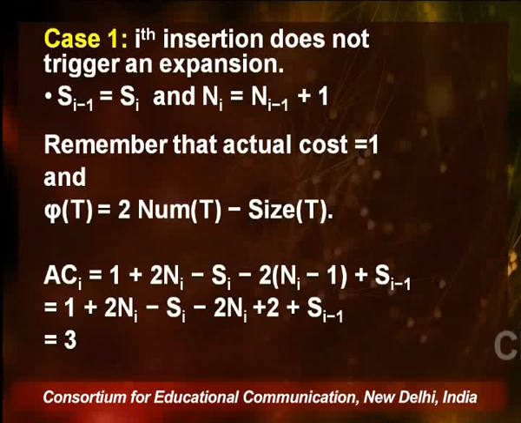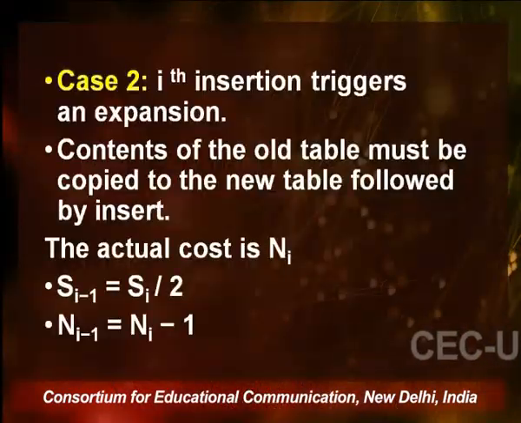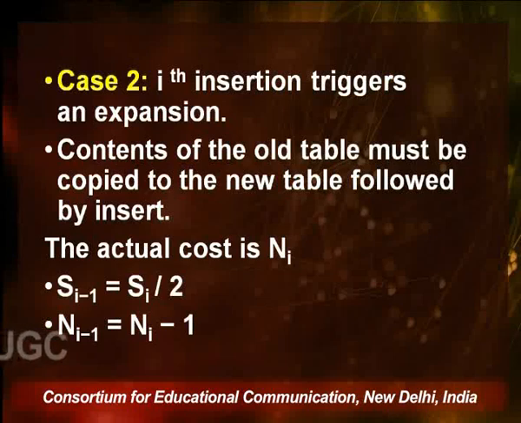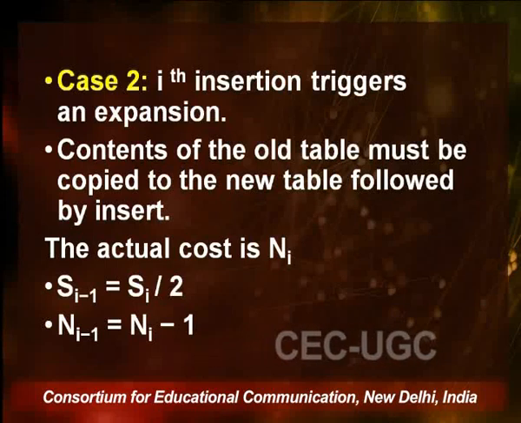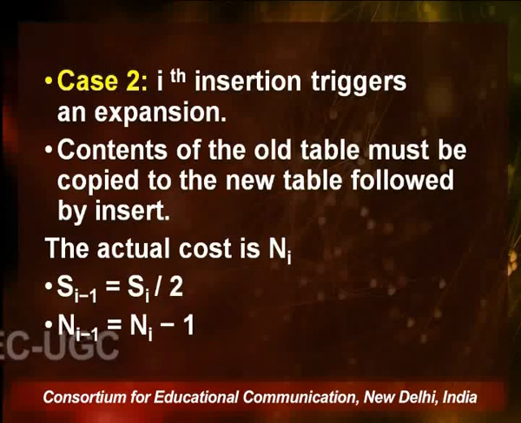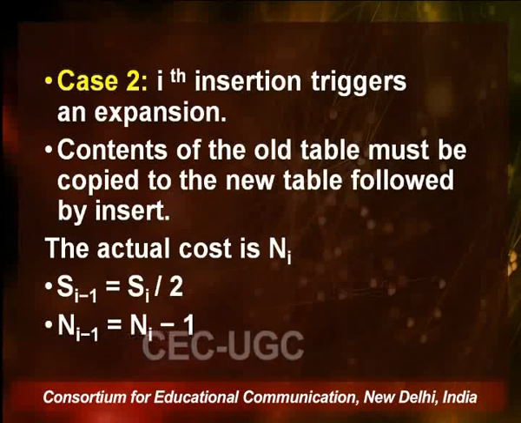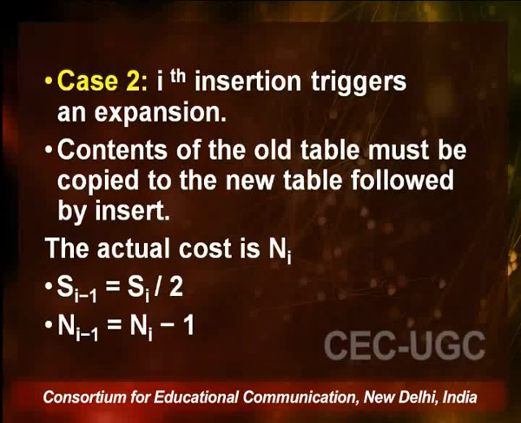So this is establishing the earlier result also, and this was actually a simple case, when the ith operation is not triggering an expansion. Now in case the ith operation is triggering an expansion, then what is happening? Then the contents of the old table must be copied to the new table, followed by one insert. So the actual cost is going to be n of i, because all the elements are moved or copied.